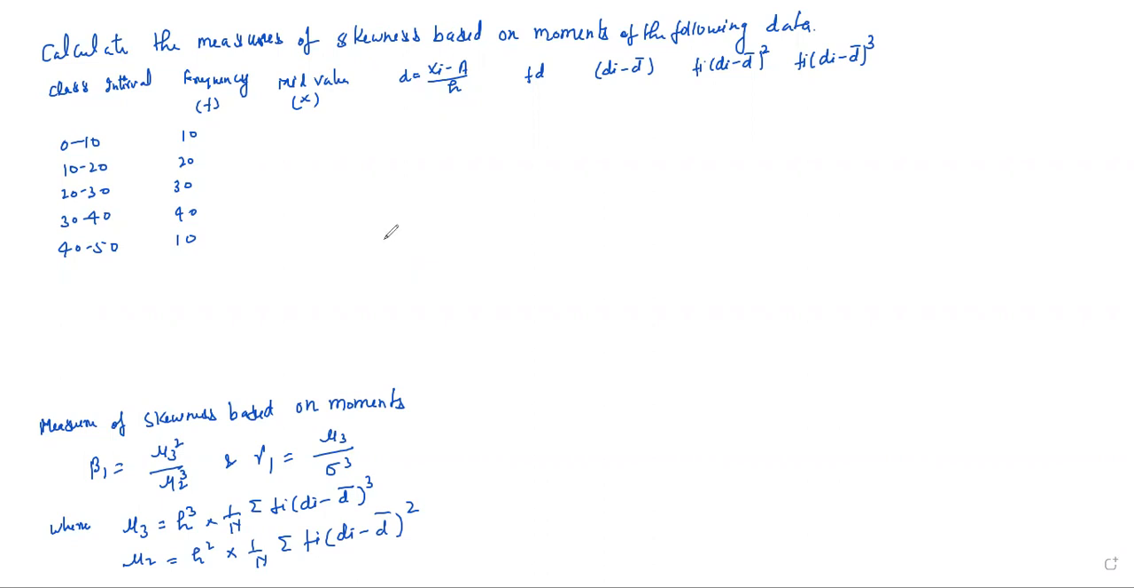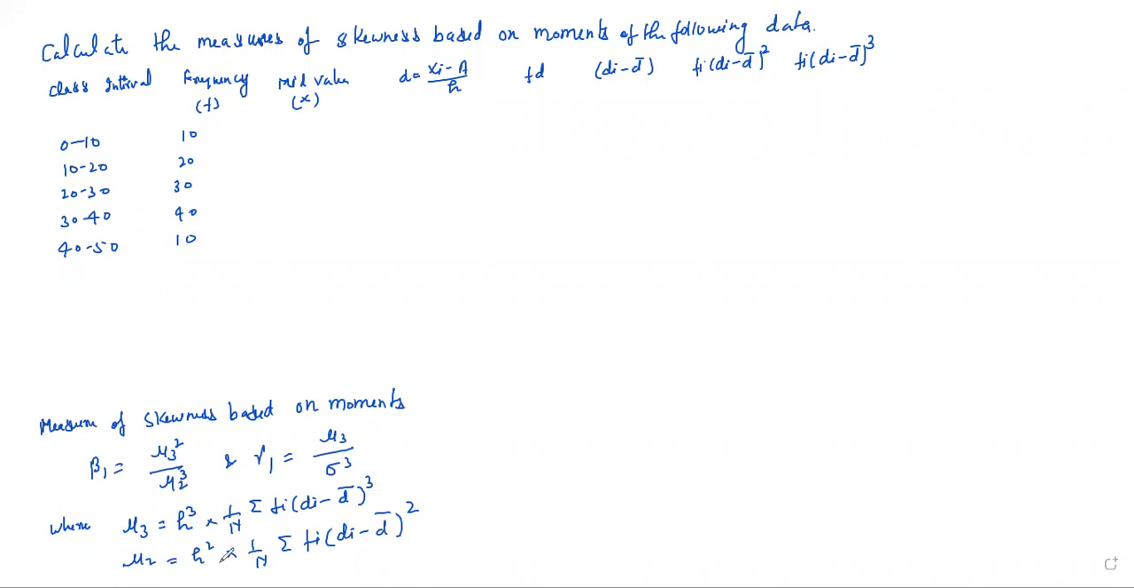Now to calculate the measure of skewness based on moments, it is given as beta 1 is equal to mu 3 square upon mu 2 cube, or this is also denoted as gamma 1. Gamma 1 is equal to mu 3 upon sigma to the power 3, where mu 3 is defined as h to the power 3 into 1 upon n summation fi (di minus d bar) whole cube.